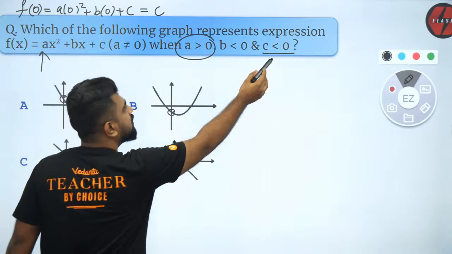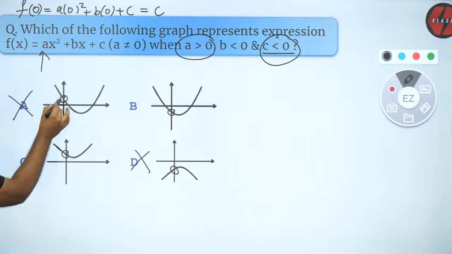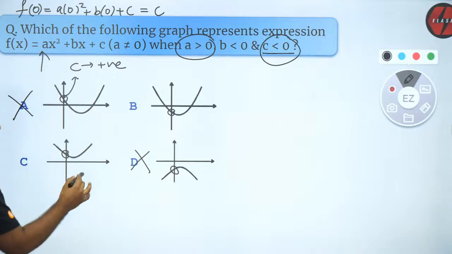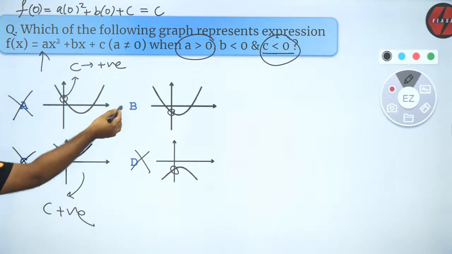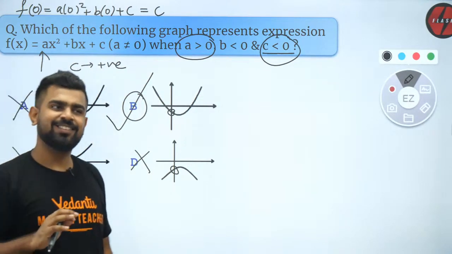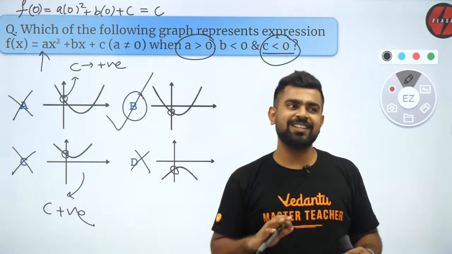We know that C is negative. So surely this is wrong, because here C is positive, here again C is positive. So what is the only option left out? Superb, na? Did you guys love it? Amazing, right?